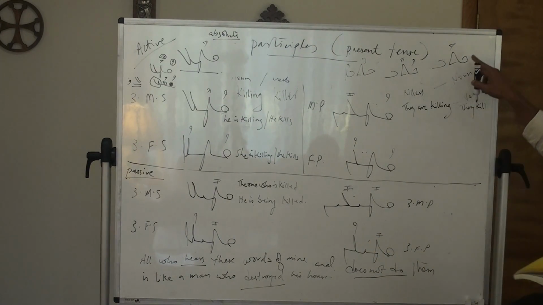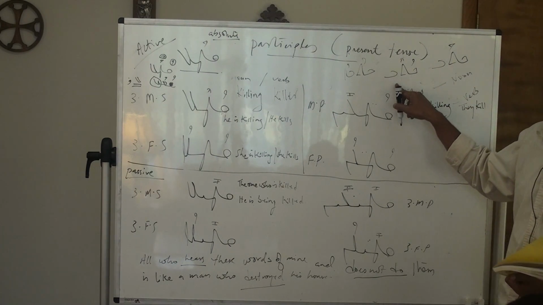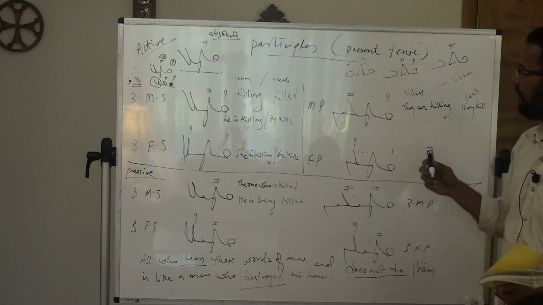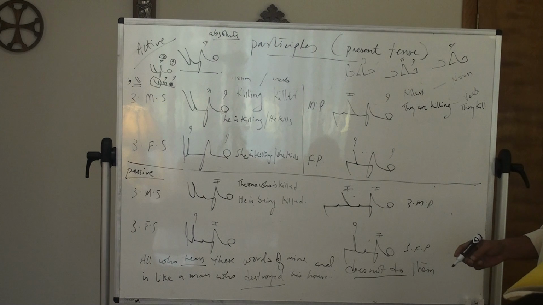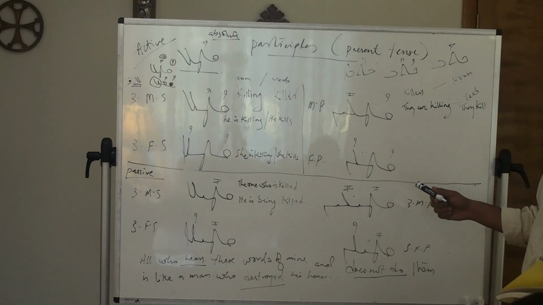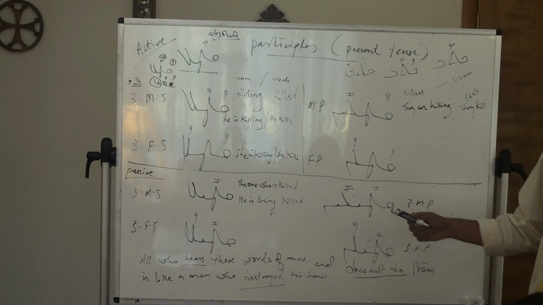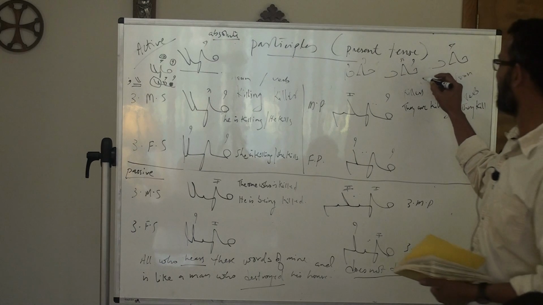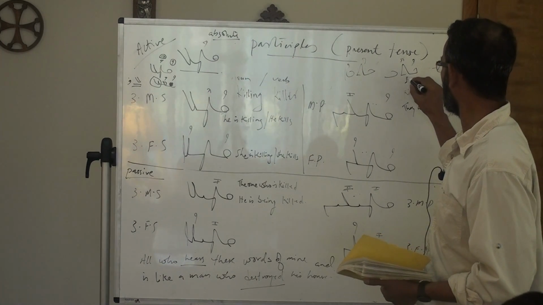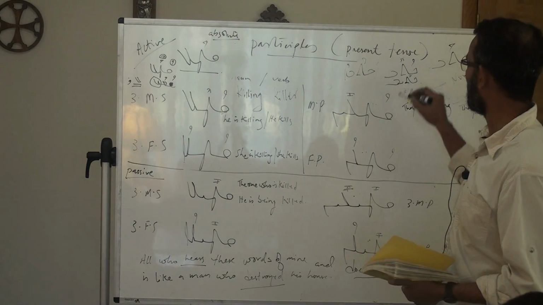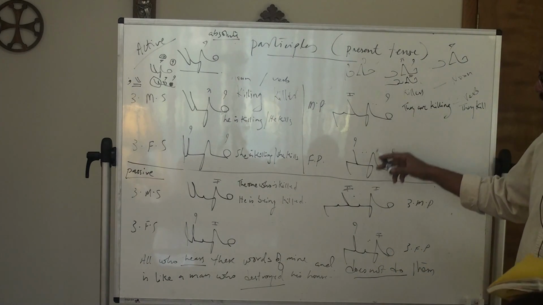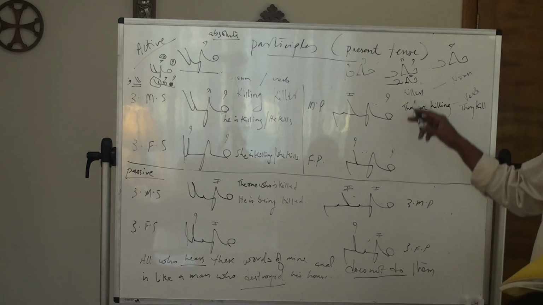Ktab, he wrote. Koteb, he writes. Or as a noun, it is writing. The writer also, the one who is writing. In the passive, if it is katib, it can mean the thing which is written, something which is written.